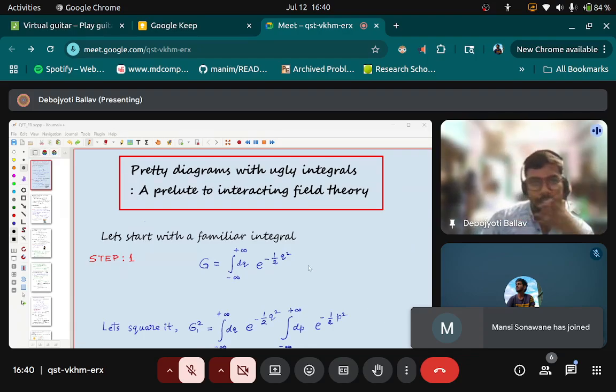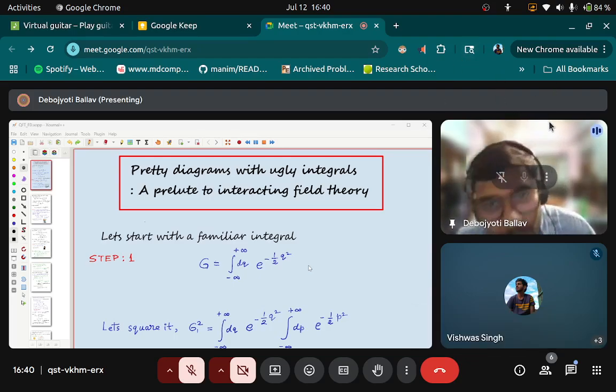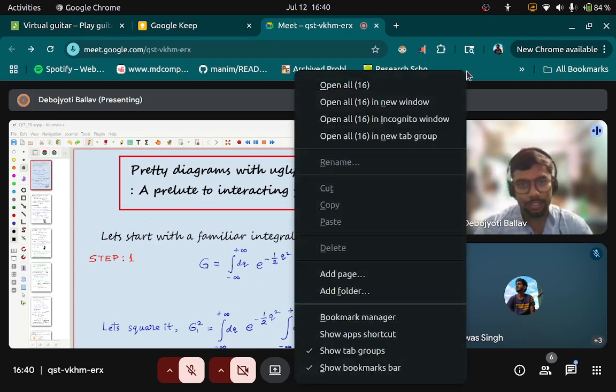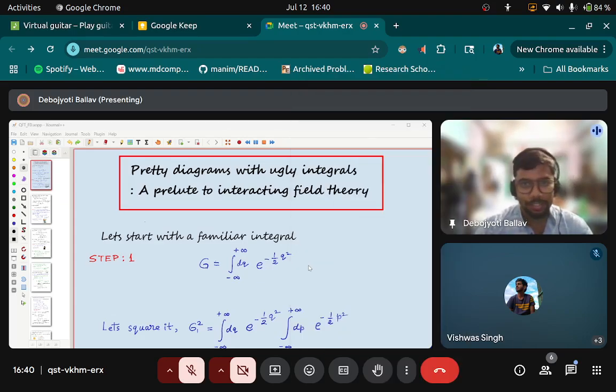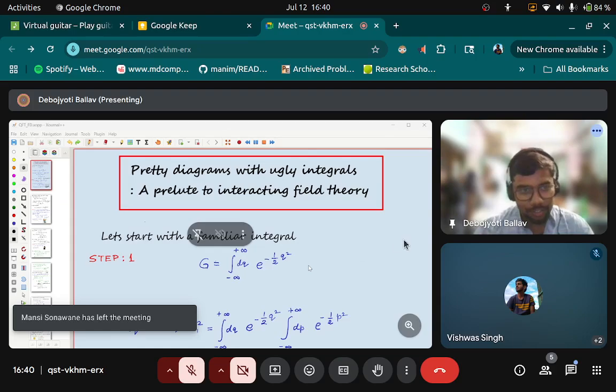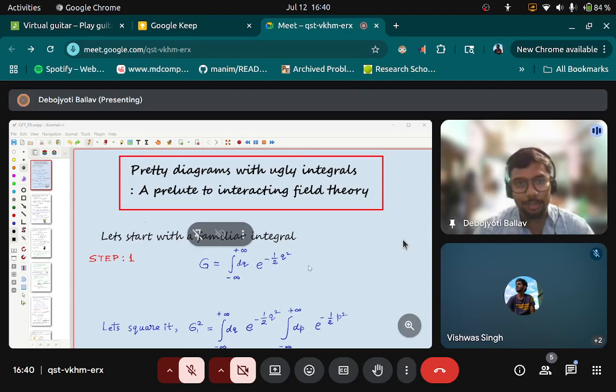So it will be like a prelude to interacting field theory, but strictly speaking, I don't do field theory too much. So the field theory stuff will come at the very end, but I want to give you a flavor of what Feynman diagrams and interacting field theories are and all such stuff. But it will be to show you that you could have invented the Feynman diagrams by yourself, just doing some integrals. I mean, that's the whole point.